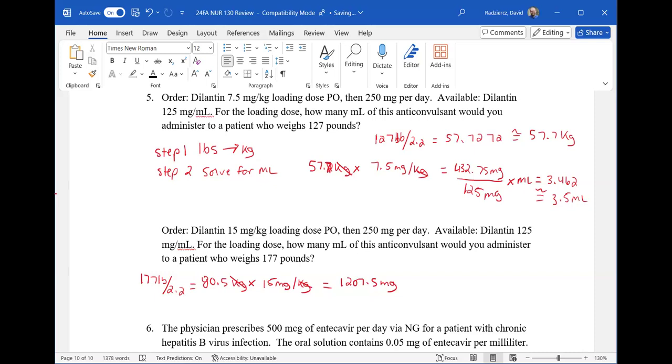It's the same thing as if it said 250 milligrams, how many milliliters would you order or administer? So this is telling you 1,207.5 milligrams. If you like doing order over available or desired over have, that works, and I'll show it that way. I'll just divide by my available, 125 milligrams, times my quantity. And then I'll get 9.66 milliliters. I'm going to round that to 9.7 milliliters. And that's how many milliliters you would administer in this given scenario.